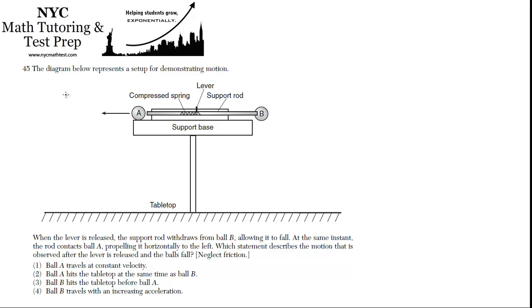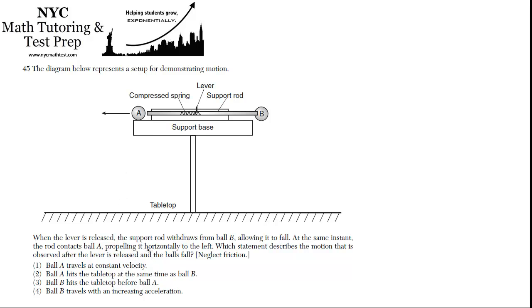45. The diagram below represents a setup for demonstrating motion. When the lever is released, the support rod withdraws from ball B, allowing it to fall. At the same instant, the rod contacts ball A, propelling it horizontally to the left. Which statement describes the motion that is observed after the lever is released and the balls fall?